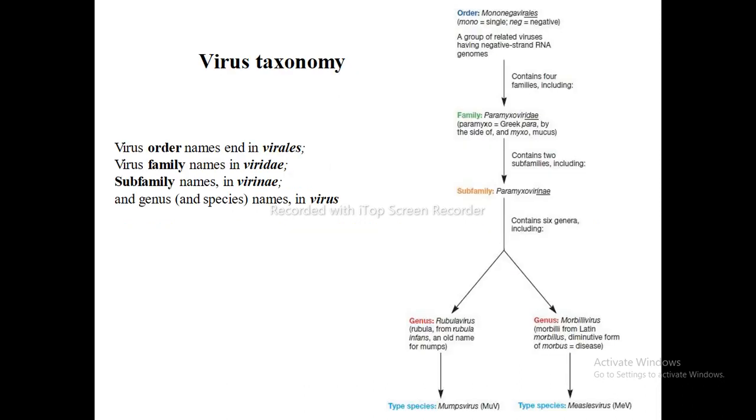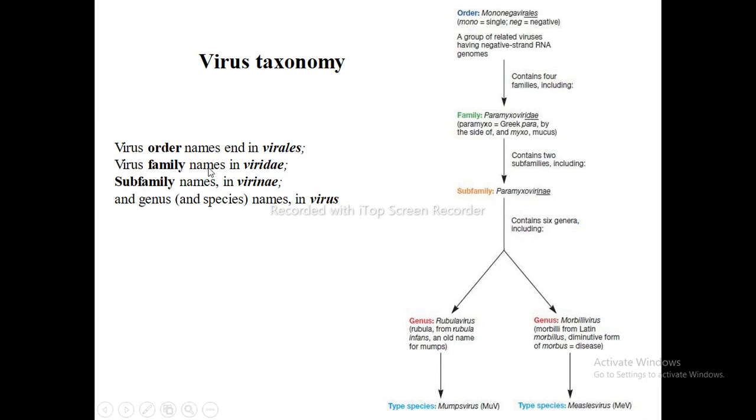Different hierarchical levels like order, family, subfamily and genus have names that end in particular suffixes, right? An order name will end with "virales", for example Mononegavirales. So whenever there is the suffix "virales", it means it is an order. This group of Mononegavirales is a group of related viruses having a negative strand RNA genome, right?